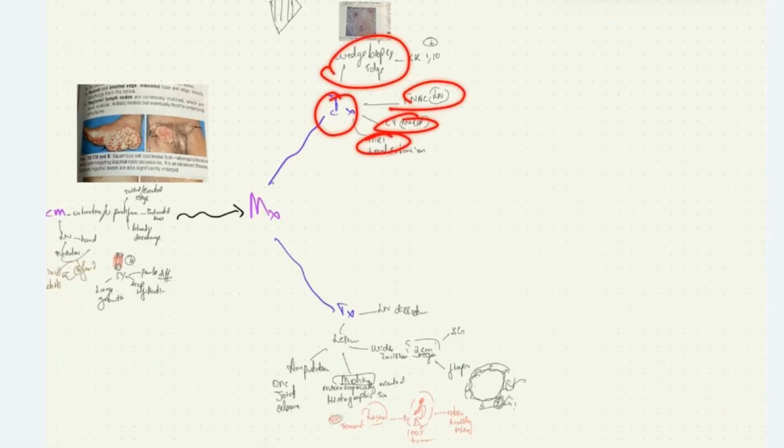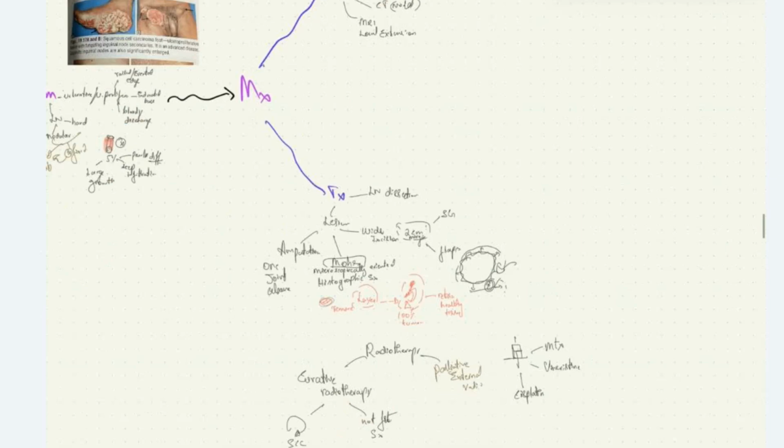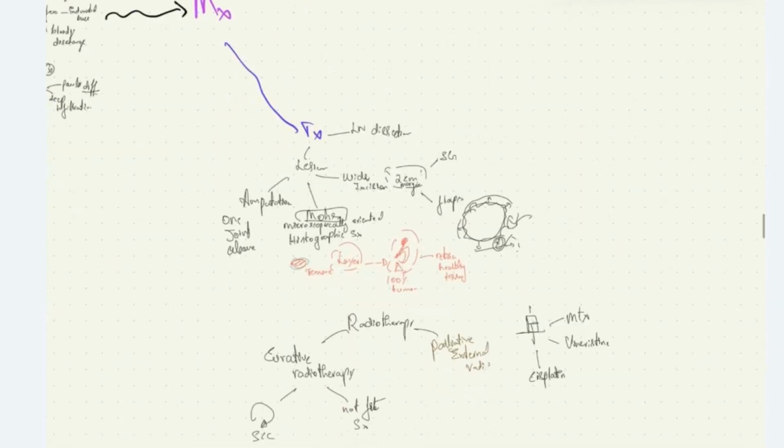The treatment, we give lymph node excision. So I missed lymph node excision. If the lymph node is involved, we'll do lymph node dissection and removal of the diseased lymph nodes. The treatment of lesion, we can do wide excision, MOHS procedure, microscopic oriented histographic surgery, amputation of the limb if the disease is extensive, radiotherapy, which can be curative or palliative external radiotherapy, and then followed by chemotherapy, methotrexate, vincristine, and cisplatin. This is all about squamous cell carcinoma.